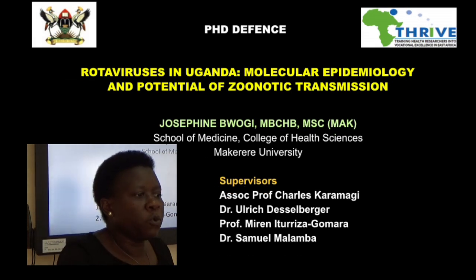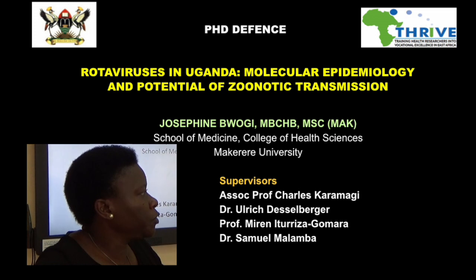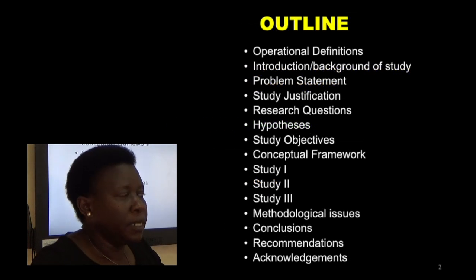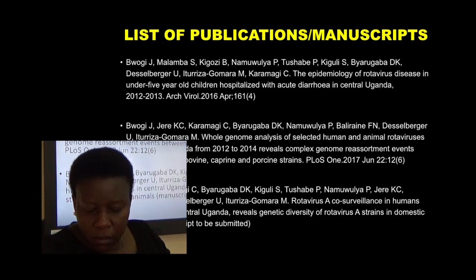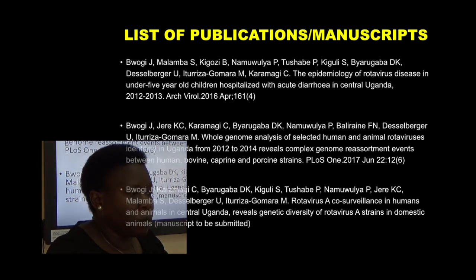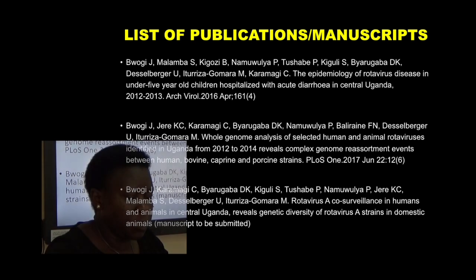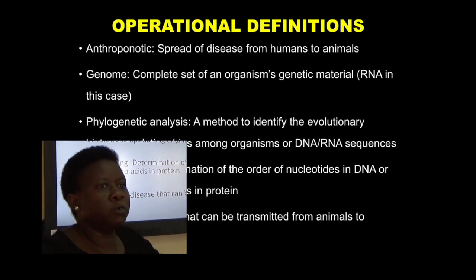My name is Joephine Bwogi, and I'm glad to present to you my PhD research work, which is entitled Rotaviruses in Uganda, Molecular Epidemiology and Potential Zoonotic Transmission. That is the outline of the presentation which I'm going to make. Two publications have come out of this work, and one is still a manuscript which is yet to be submitted. For this presentation, we have some definitions we are going to follow.